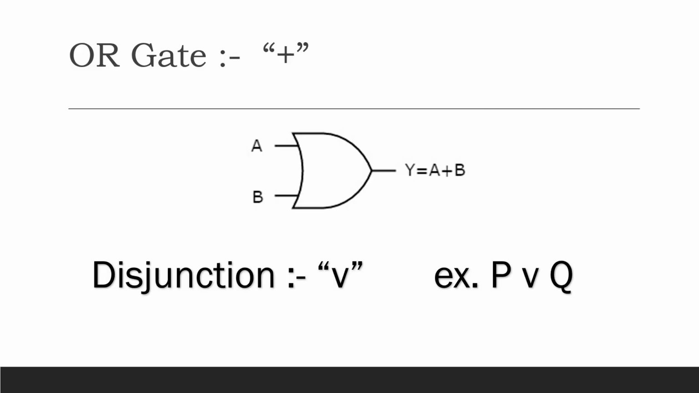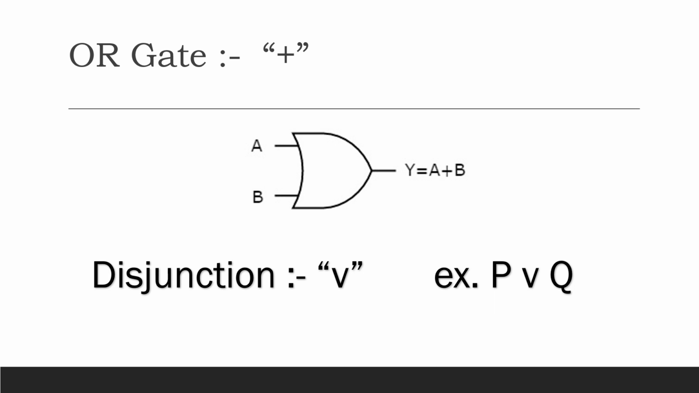On the screen you can see the basic OR gate. It has two inputs, A and B, and one output, Y. What is the expression of Y? It is A plus B. What do we mean by that plus sign? The plus sign indicates the ORing operation, or the OR operation.